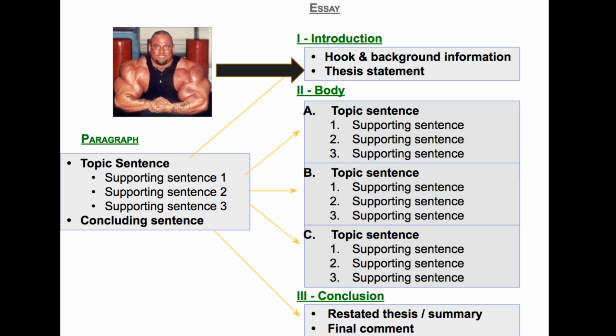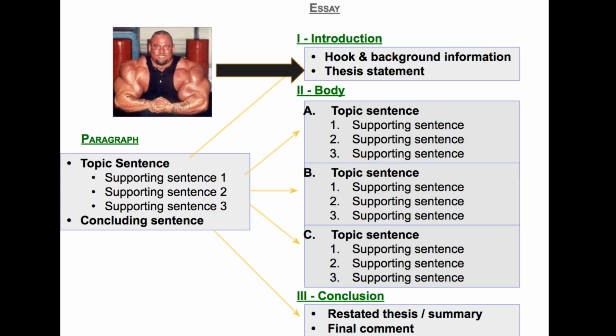Okay, so in the introduction, we have a hook, we have your background information, so you're preparing the reader. This is the background to what I'm telling you about. And then that final sentence is a big, old, strong thesis statement.